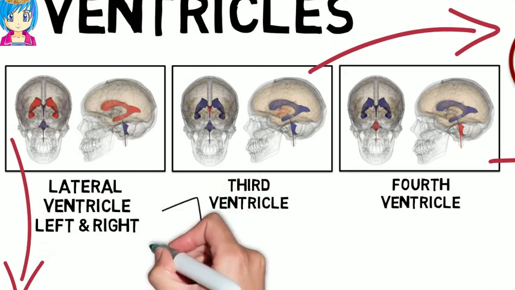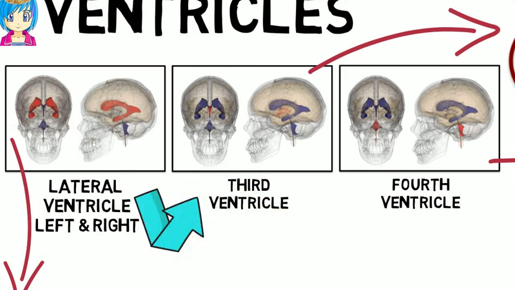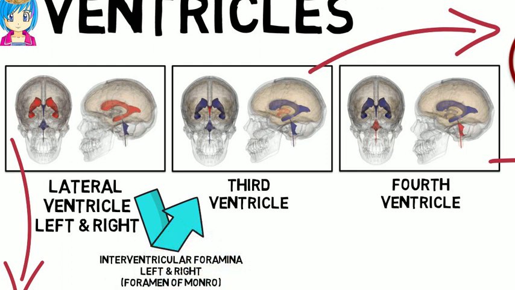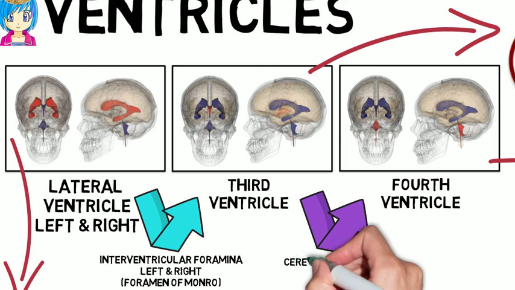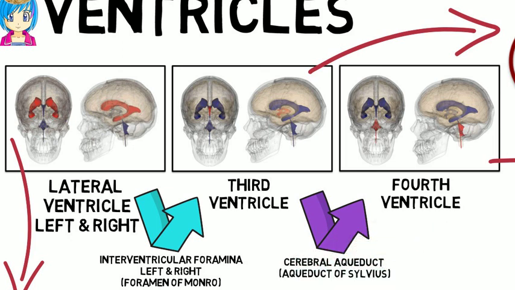The 4 ventricles are connected by foramina. The left and right interventricular foramina, or foramen of Monro, connect the lateral ventricles with the third ventricle. The cerebral aqueduct, or aqueduct of Sylvius, connects the third ventricle with the fourth ventricle.